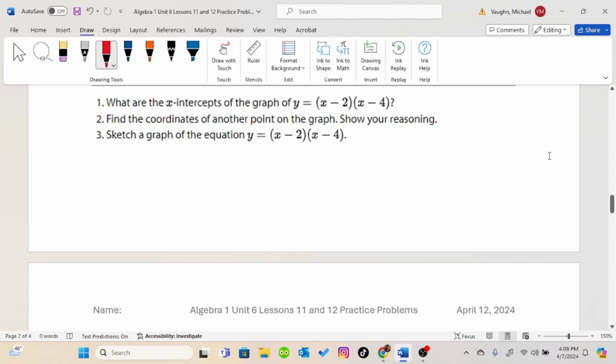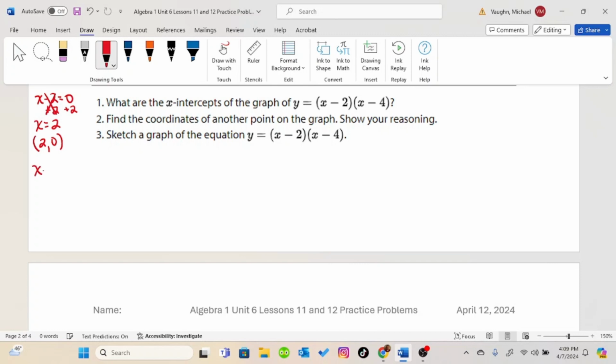What are the x-intercepts of the graph of y equals (x minus 2) times (x minus 4)? First, I can set x minus 2 equal to 0, add 2 to both sides to eliminate it from the left, and x equals 2. So my intercept is at (2, 0).